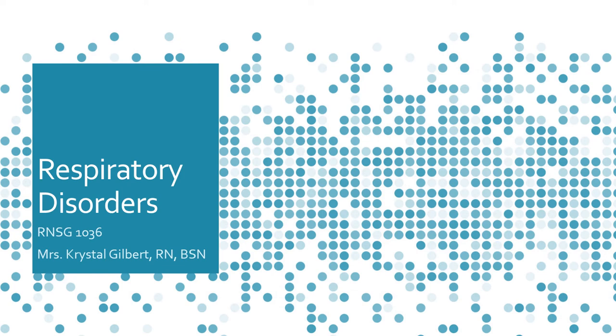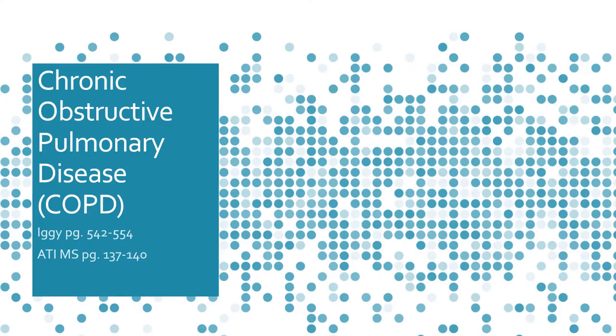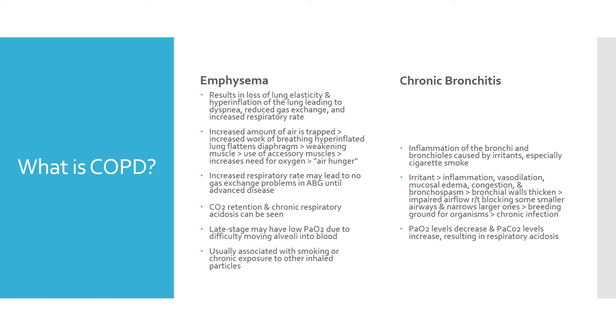Okay, so this is going to be a different portion of your respiratory disorders that we're going to cover for COPD, so chronic obstructive pulmonary disease. So what is COPD? COPD is like a trunk of a diagnostic term. So then branches of this trunk include emphysema and chronic bronchitis. So these are slightly different.